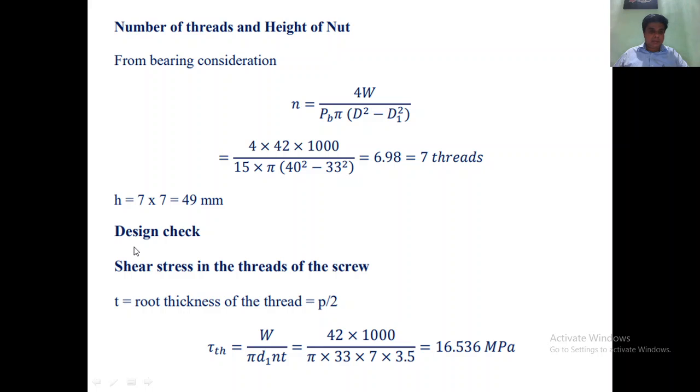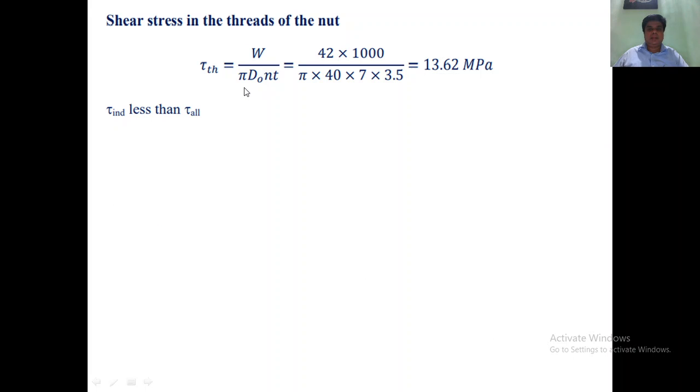Again you can check the design here. Shear stresses in the threads: the root thickness of the thread is P by 2. You can calculate the shear stress as force by area. The force is nothing but the load applied, and the area of the square thread is pi d1 n into t, that is, the number of threads into thickness. With this you can calculate the shear strength at the thickness of the thread. It comes to 16.53 megapascal.